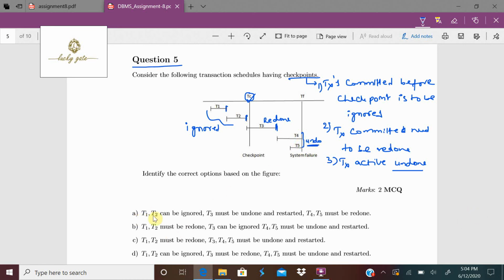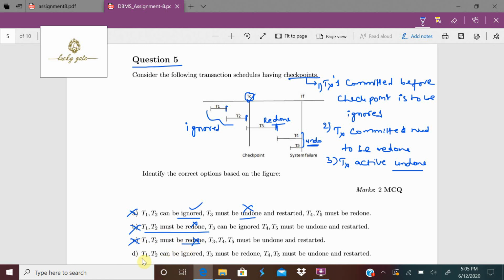Option A: T1 and T2 can be ignored. It is correct. T3 must be undone, which is incorrect. What is to be done to T3? Redone. So option A is incorrect. Option B given: T1 and T2 must be redone, which is incorrect. Why? Because T1 and T2 are already committed before the checkpoint, so they are to be ignored. Option C given: T1 and T2 must be redone. Again, it is incorrect because those need to be ignored.